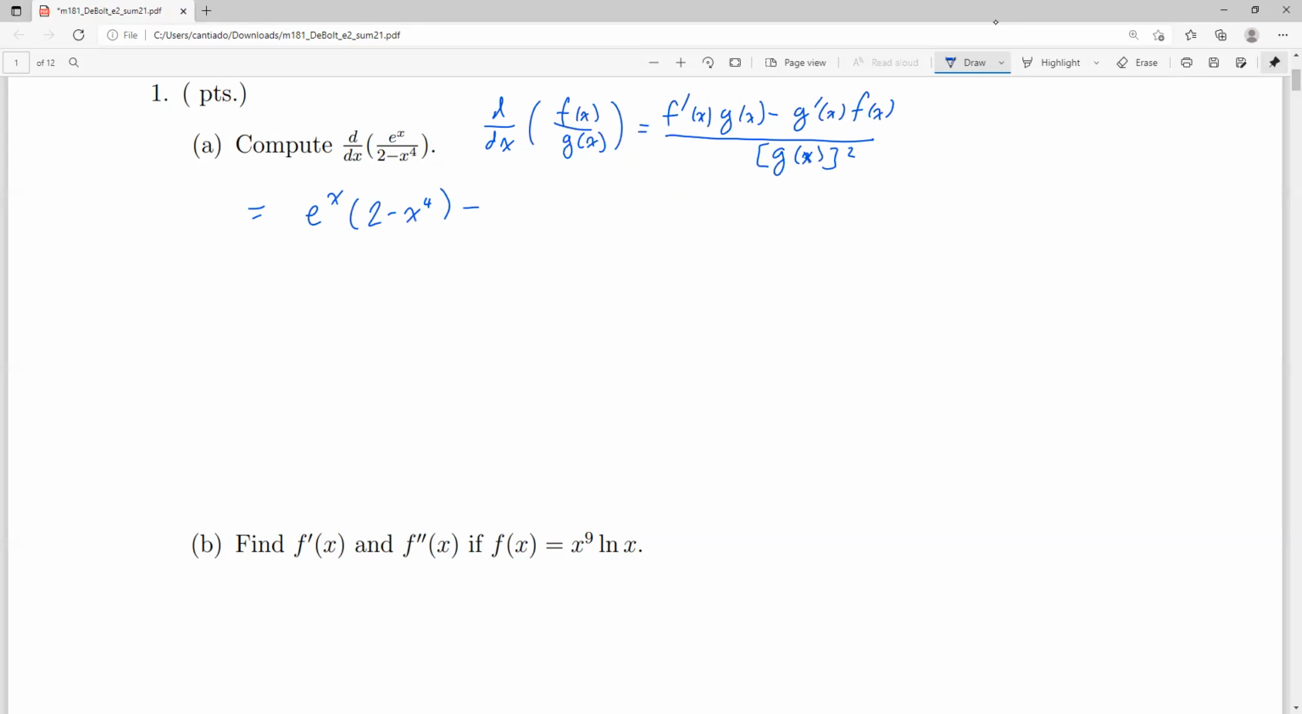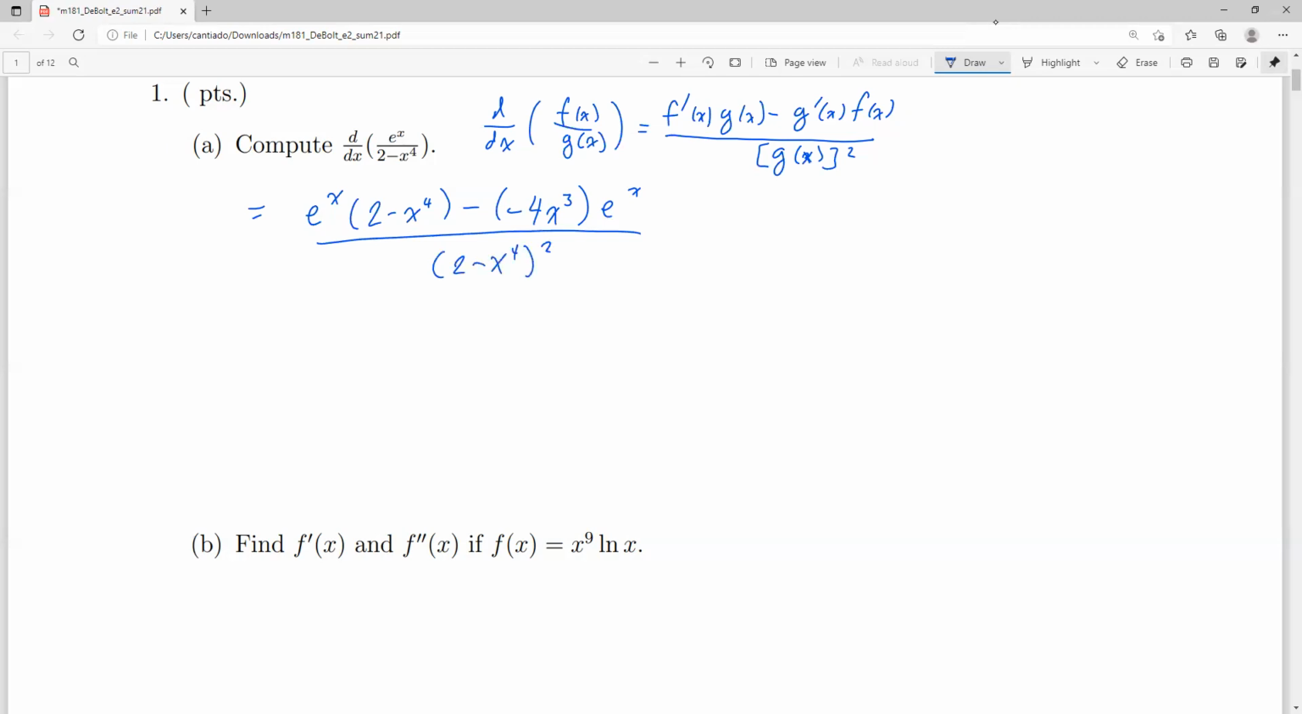So the derivative of the bottom is, well, let's take a look. 2 minus x to the fourth. So the derivative of 2 is 0. The derivative of minus x to the fourth, it's power rule. So you bring down the 4 and you decrease the exponent. So this would be minus 4x cubed. That's the derivative of the bottom, times the f of x, which is the top. So let's just say e to the x again, all over the bottom squared, 2 minus x to the fourth squared.